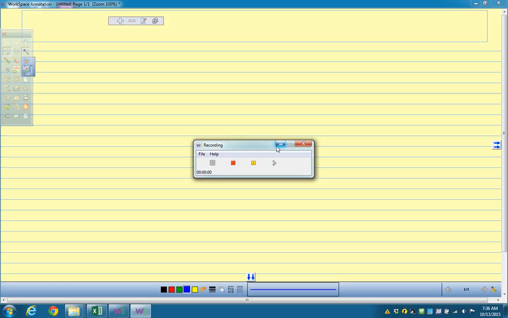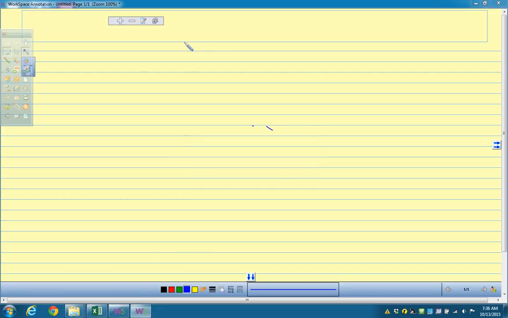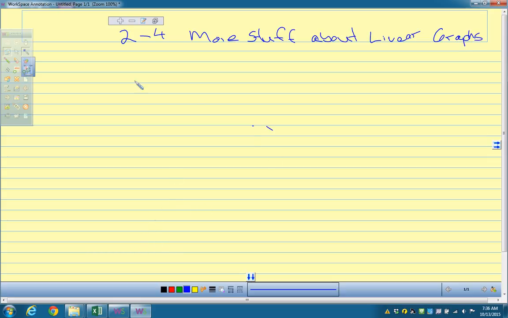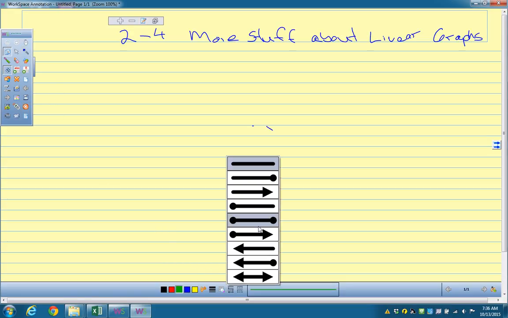Today, this is section 2-4. Hopefully it won't be too painful, and some of it will be familiar. This is another look at linear equations, so I will just call it more stuff about linear equations. Linear graphs, okay? So if I see something that looks like this, let's put lines on the end.